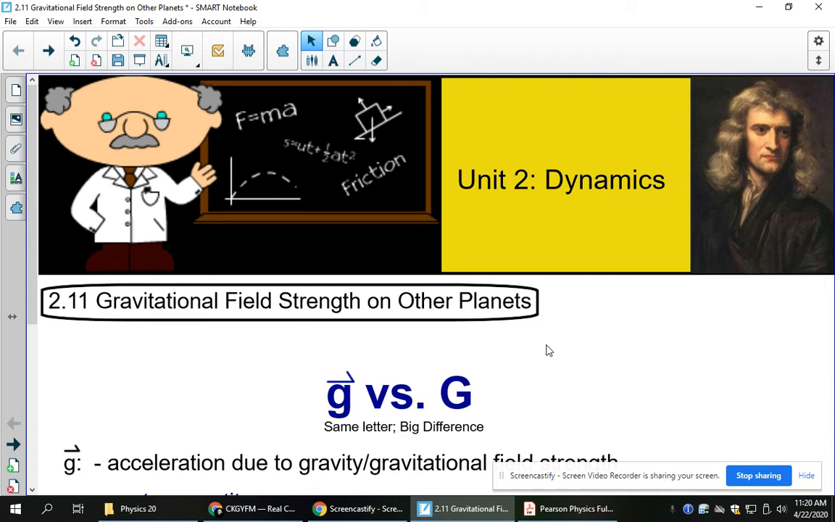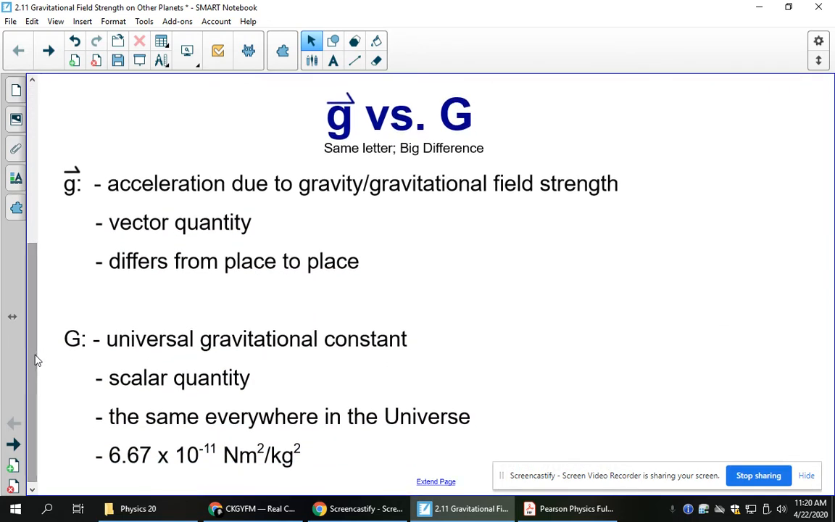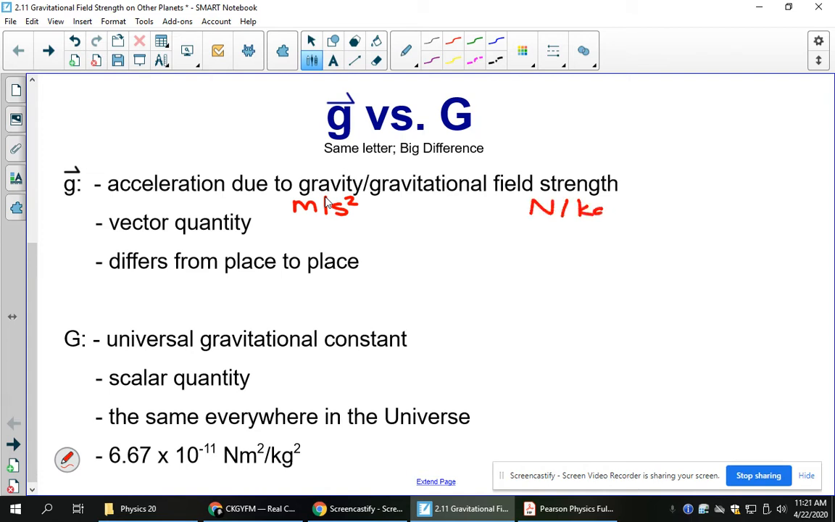In the first unit, it was acceleration due to gravity, which is measured in meters per second squared. In this unit, we're calling it gravitational field strength and measuring it in newtons per kilogram. Those are the same units, just referencing different things. So vector quality, meaning direction, matters. And little g is different everywhere you go. On the top of Mount Everest, little g is different than at the bottom of the Marianas Trench, as we discovered in the last lesson.